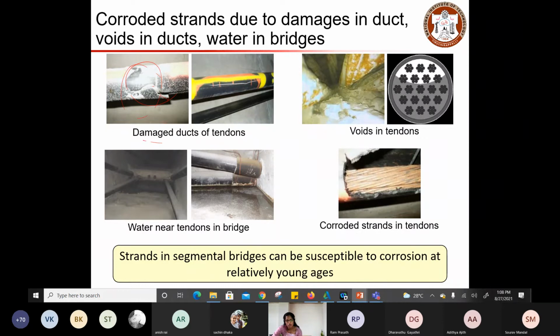As I told, it's not possible to avoid the moisture increase completely. What we can do is, even if some amount of moisture increases, protect your strand by providing a proper protection system. In pre-stressed concrete systems, especially post-tension systems, we have ducts, and we place the strands inside the duct. So we need to ensure that we are using good quality duct for protecting the strand. If the duct itself is damaged, then that will not serve the purpose.